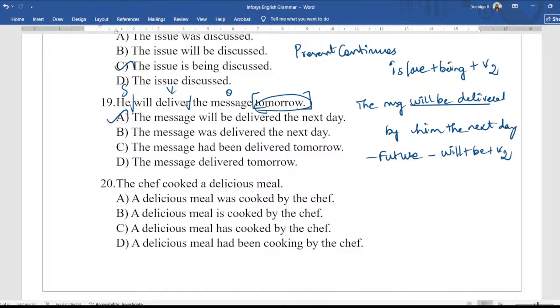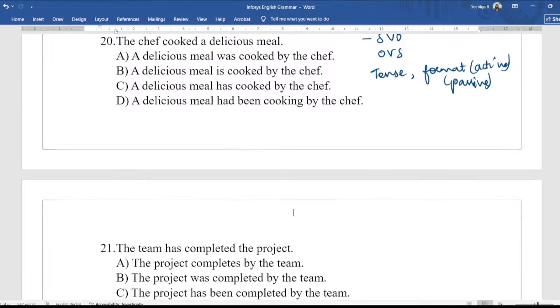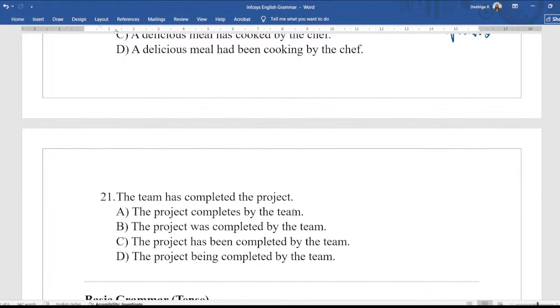First, take up the SVO, convert it into OVS, and in the active voice format, first identify the tense, and then what format would this tense follow in active, which is already in the question, and in the passive. Right. So you just try. The chef cooked a delicious meal. The team has completed the project.